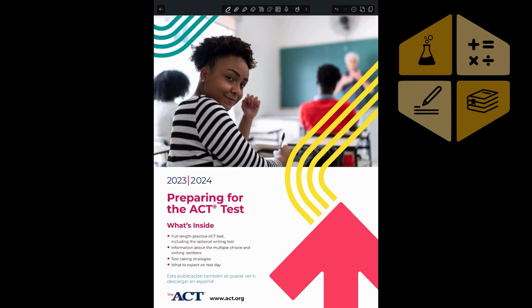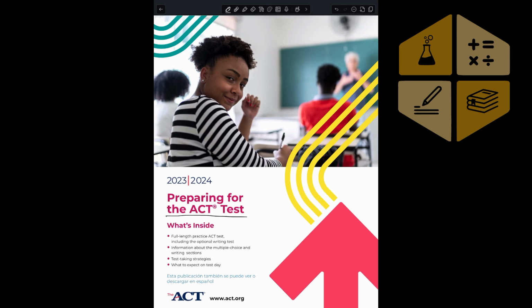Hey guys, every few years or so, the ACT takes a previously administered ACT test and makes it available to the public to use and practice. It gets the name Preparing for the ACT. So if you search any year, like 2021, Preparing for the ACT, you're going to find a free ACT test, and they don't change it very often. Like I said, they kind of recycle the same test a few years in a row.